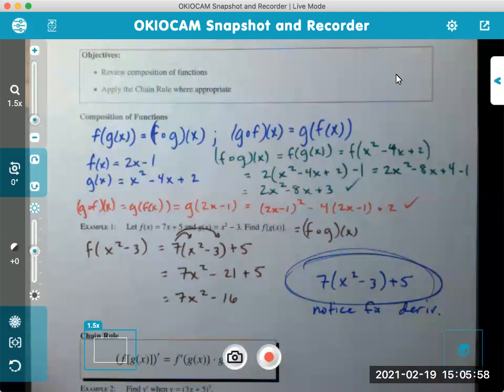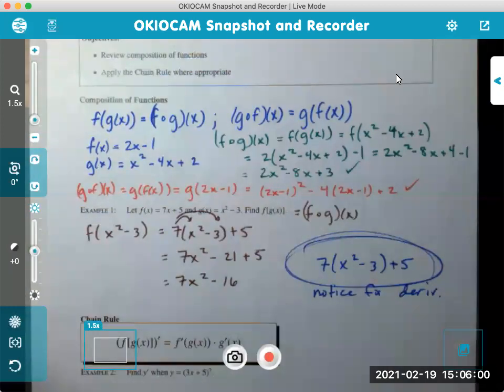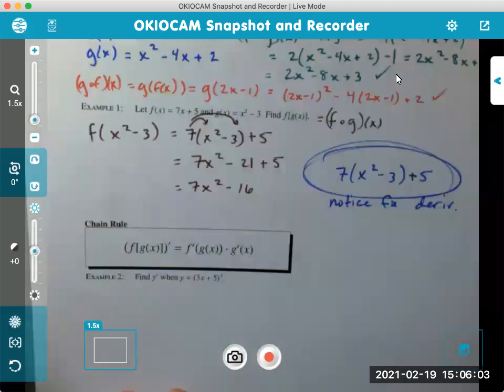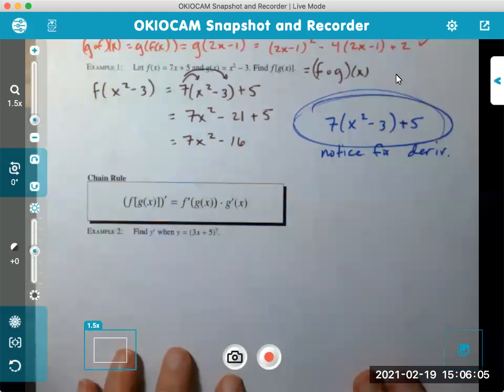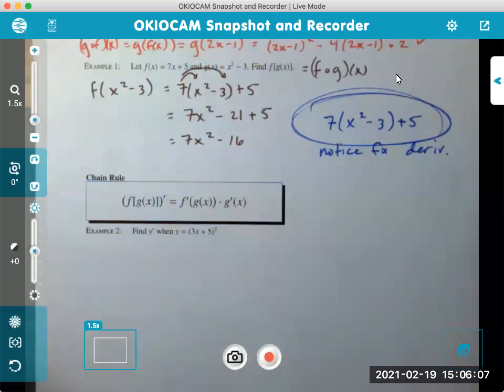So now you're ready for the definition of chain rule. We've got, oops, my pencil just fell. Let me grab that.